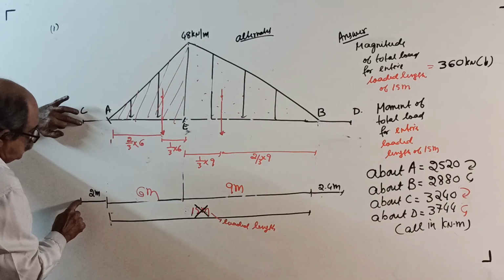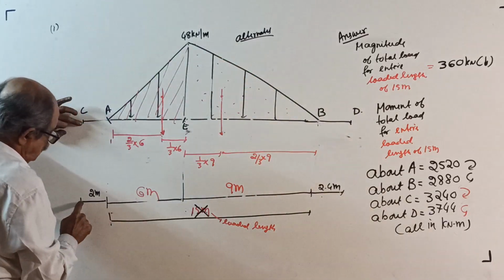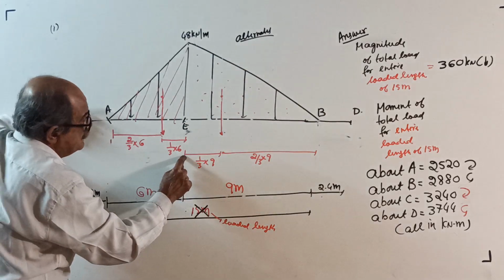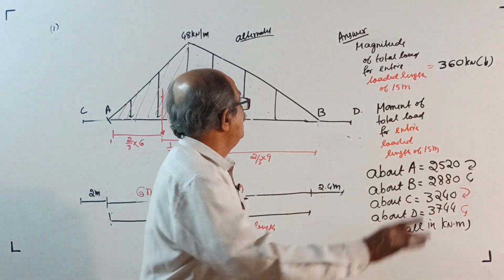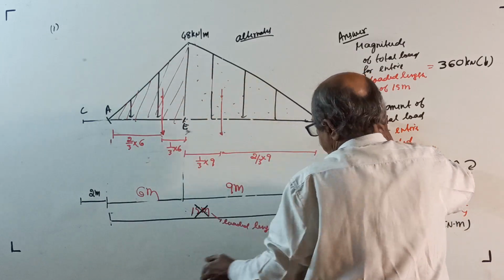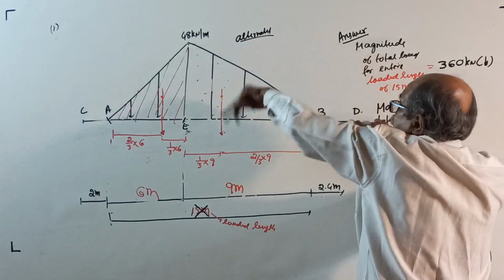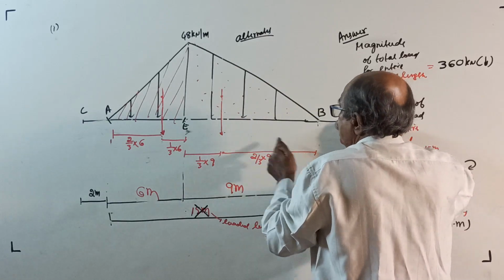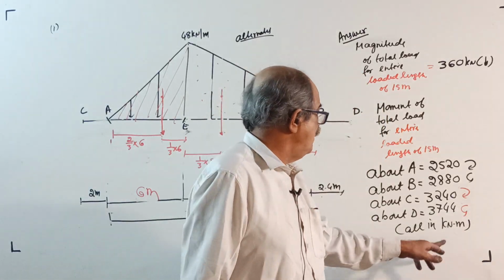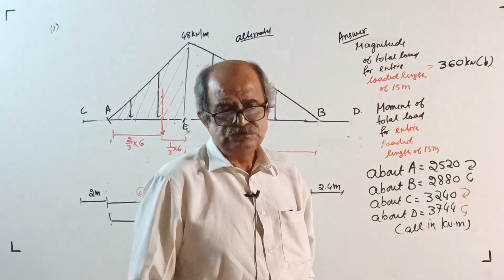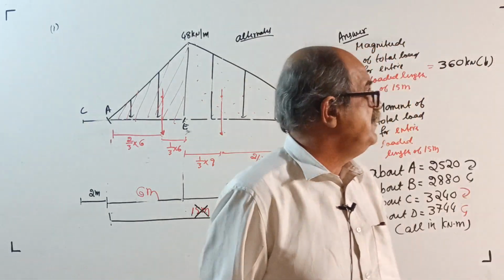Moment about C: this load into 2 meter plus 2/3 of 6, plus this load into 2 meter plus 6 meter plus 1/3 of 9. Guarantee this answer will come. Moment about D: this load into 2.4 meter plus 9 plus 1/3 of 6, and this load into 2.4 plus 2/3 of 9. Both are anti-clockwise, so no plus minus. Add both of them. Answer is 3744. I will check the answer first. Yes, tallying.